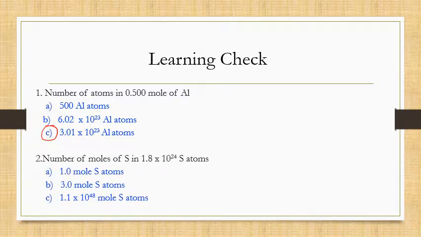What is the number of moles of sulfur in 1.8 times 10 to the 24 sulfur atoms? Okay, it's going to be 3 moles of sulfur atoms. Okay, so 6 times 10 to the 23 is 1 mole, so you have to divide this number by 6 times 10 to the 23 to give you the number of moles of sulfur atoms.